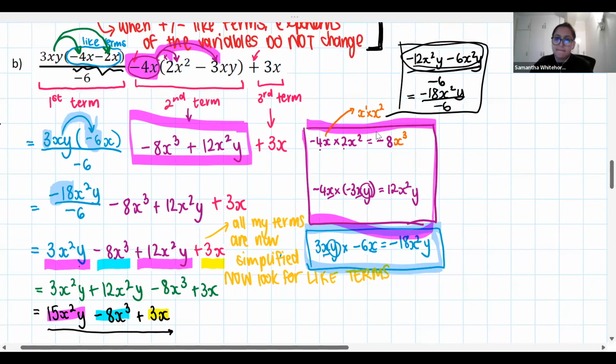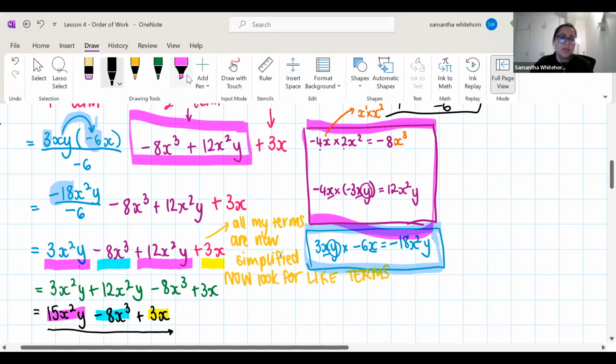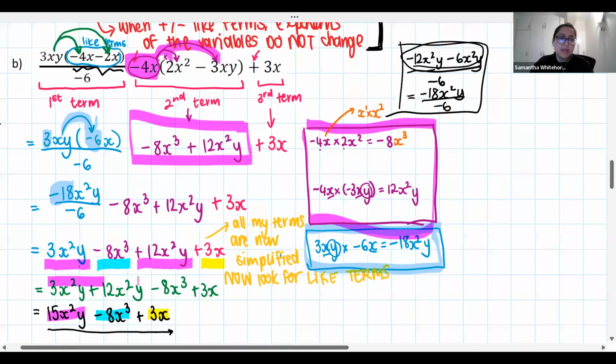Ma'am, how did you get the answer 15x squared y? Okay, so that has come from adding together my like terms of the x squared y group. So if you just look at the coefficients, 3 plus 12 gives me that 15. And then I've got the x squared y, because remember the variables don't change when I add or subtract them. So it's going to stay x squared y, but the 3 plus 12 gives me 15. Okay, thank you, ma'am. Good. So guys, that's very important. When you add and subtract, the exponents stay exactly the same.